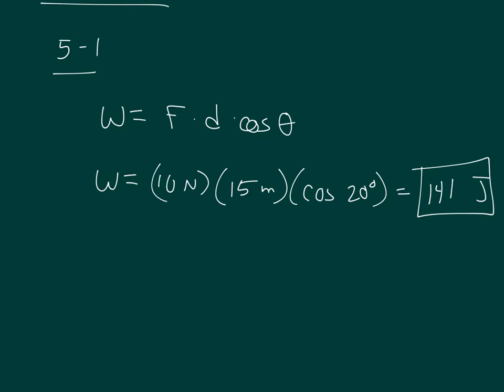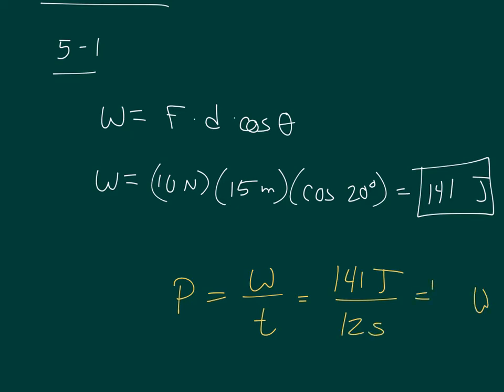So if we're trying to figure out the power that is generated by the person pulling, we also need to know how much time has elapsed. So let's say that 12 seconds have gone by. If 12 seconds have gone by, how do we figure out the power generated by this person? What is it? Yeah, power equals work over time. So we take this number and we divide it by 12 seconds. That gives me the answer in the amount of power generated by this person pulling.